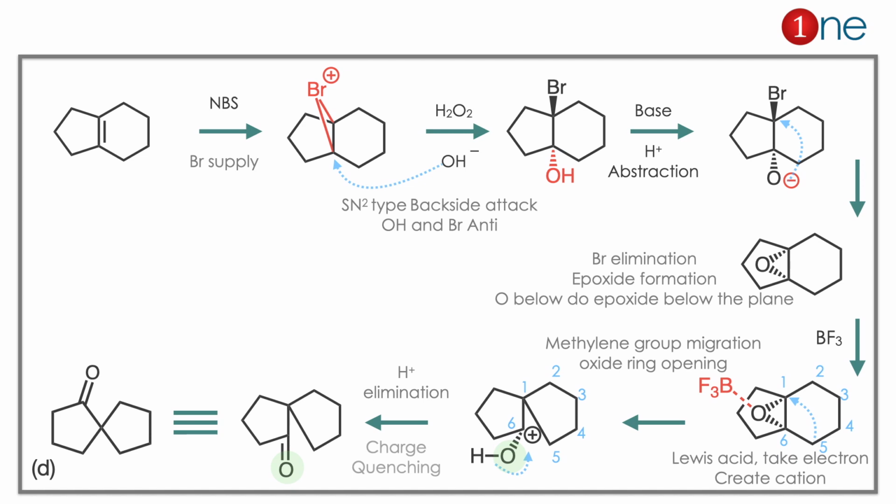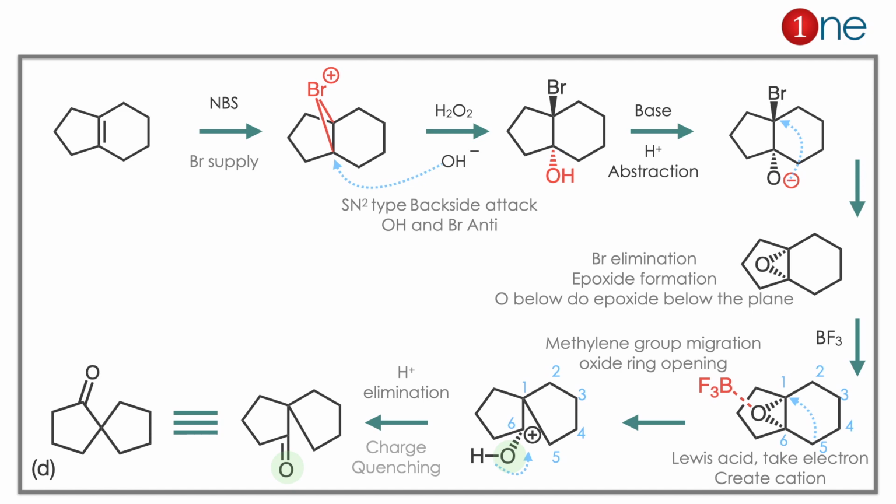Next step, you are using the base. Base abstracts the proton, and you have the anion formation. Then the anion has to be quenched. It can be quenched by bromine leaving. So bromine leaves, and you have the epoxide formation. The epoxide is below the plane because O is below the plane. So the ring is formed below the plane.